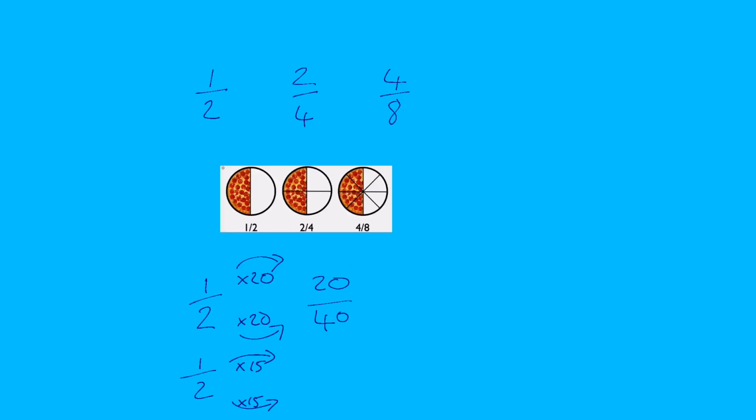So you can see here I've chosen another number, which is 15. So I'm timesing the numerator and the denominator by 15. So that gives me 15, and 2 times 15 is 30. So 15/30 is an equivalent fraction to a half.